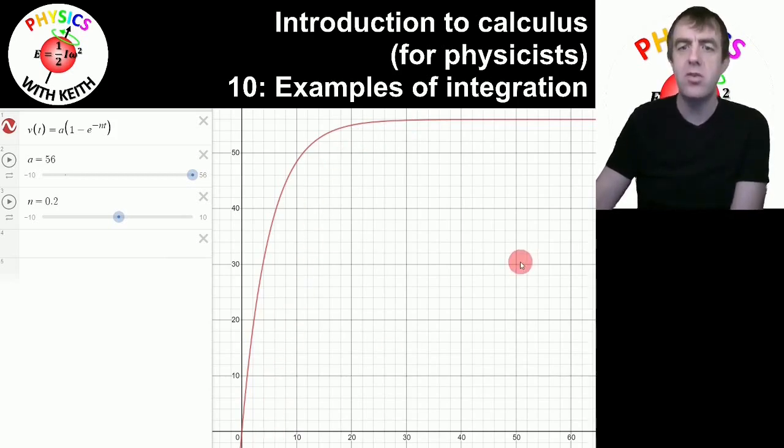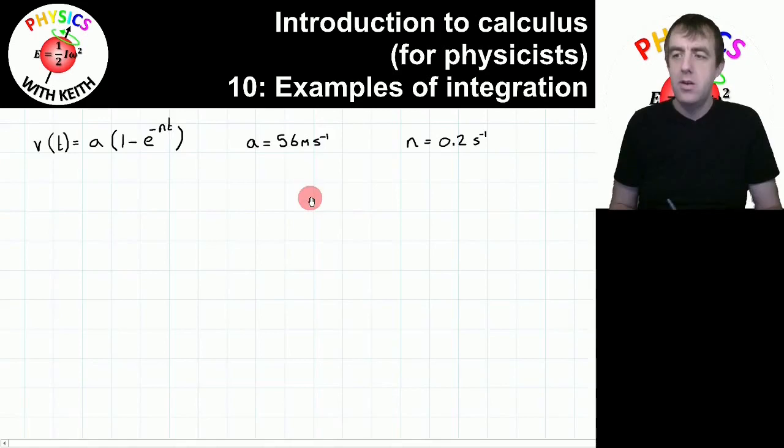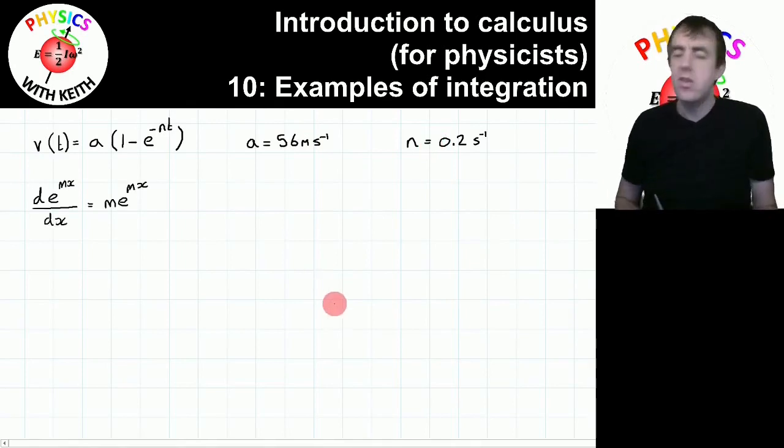Now let's suppose I want to work out how far the skydiver falls in 30 seconds. Well, to do that, I'm going to have to integrate this function. And you can see this time I've been a little bit more careful about these units, so we can get some meaningful answers from this. Well, let's explore some things we know to see if we can solve this.